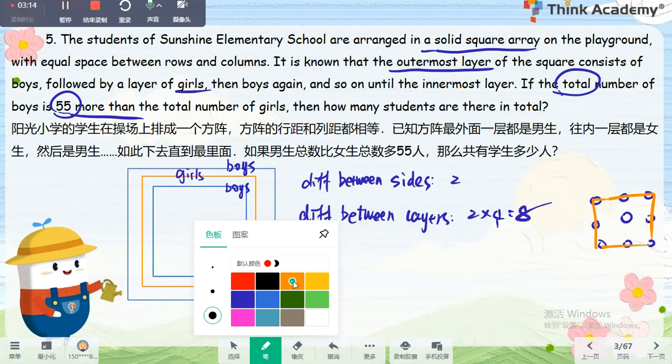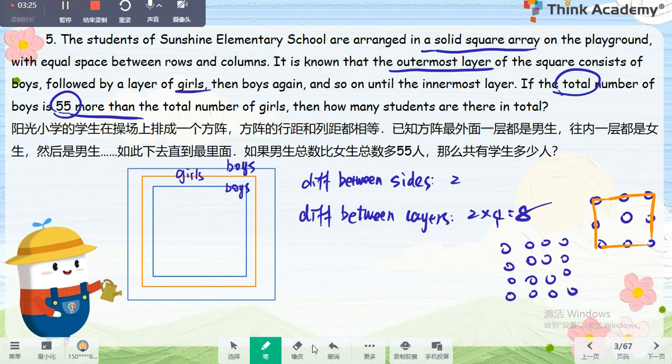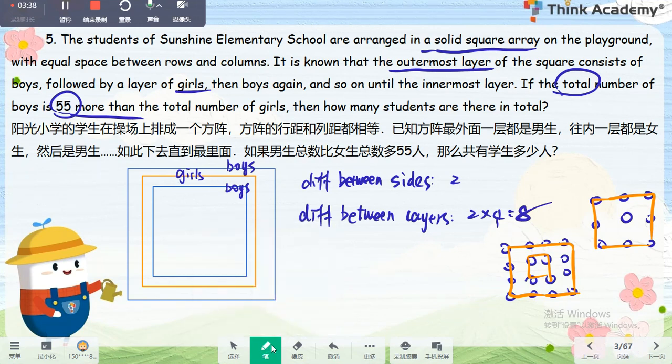That's why that is the only special case. If it is an even square array, the innermost layer is a 2 by 2 square. You can draw it out to check it really quickly. The difference between the innermost two is still 8. Now let's see. After we know the difference between two adjacent layers is always 8, the total difference is 55.